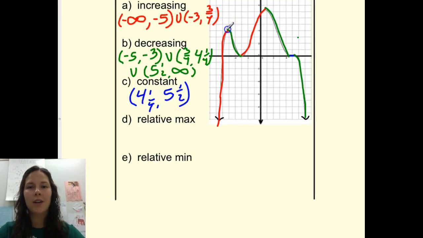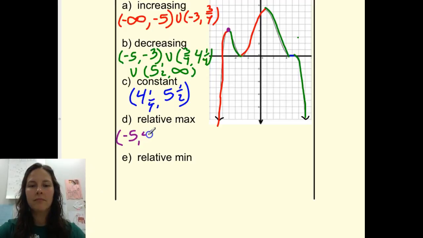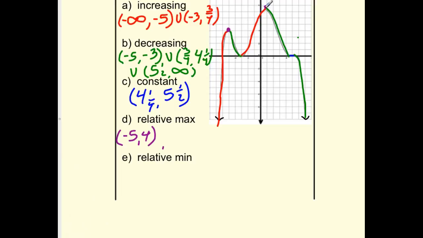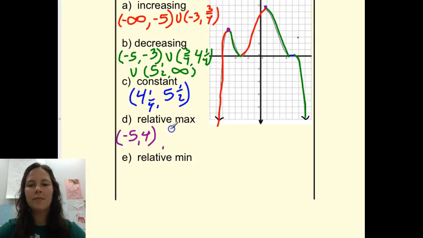Next, we're going to take a look for any relative maximums. Remember, this is the hill. It's where we change from increasing to decreasing. And these will be ordered pairs. So at -5, 4. And we had another one up here at about 3/4, 7 1/2.